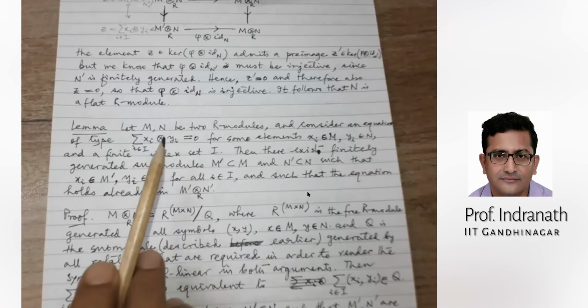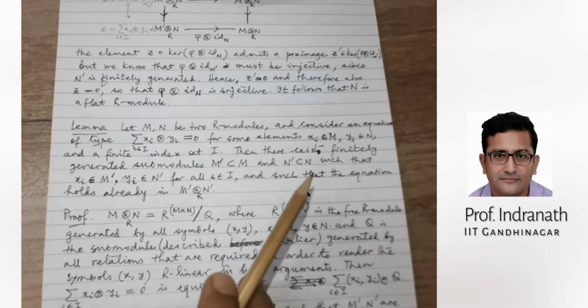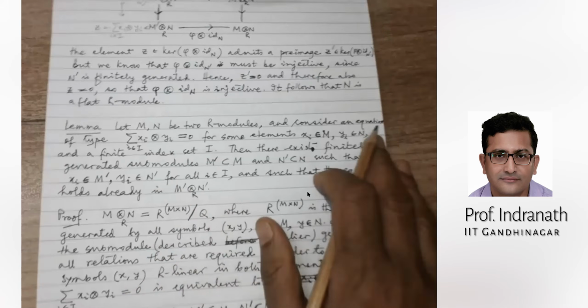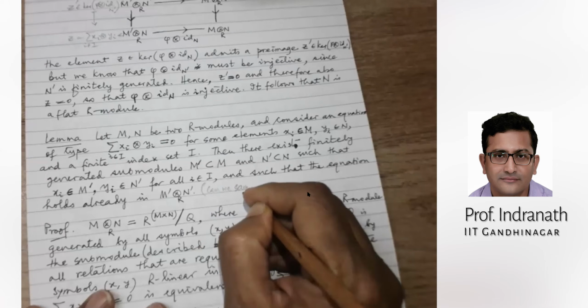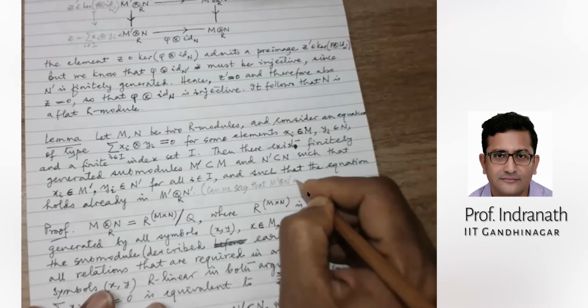And that will be a map from M dash tensor N dash to M tensor N. But the question is, is that injective? Understood? Because you know definitely that you have a map from M dash tensor N dash to M tensor N. Now, can we say that this M dash tensor N dash is a submodule of M tensor N?